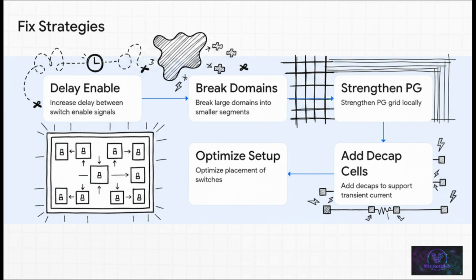3, thicken and locally strengthen the power grid routing so it can handle the surge. 4, strategically add decoupling capacitor cells, decaps, to locally supply that transient current so it doesn't drain your active logic. And 5, optimize the physical placement of your switches across the floor plan for a much better distribution.